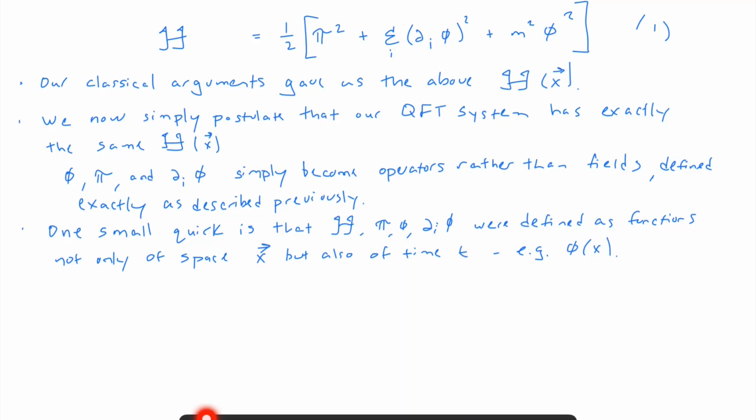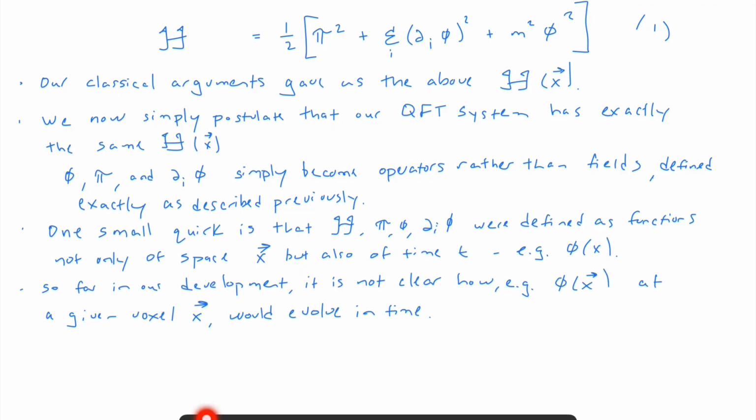One small quirk is that the Hamiltonian density, pi, phi, and the partial derivative of phi were defined as functions not only of space, but also of time t. This is in the previous lectures on classical field theory. These were all functions of space and time. And we used to symbolize that as phi of x without the arrow over it, implying this x means three spatial coordinates and one time coordinate.